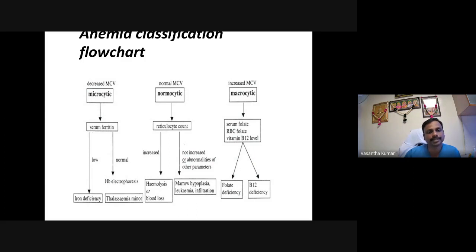So, anemia classification: if the MCV is low, it is microcytic. Then check the ferritin level. If the ferritin level is low, it is iron deficiency. Remember, in iron deficiency, everything will be low: the ferritin will be low, the hemoglobin will be low, and the MCV will be low. The only exception is the TIBC, the affinity, which will be more in iron deficiency. Whereas in microcytic anemia, if the ferritin level is normal, then look for electrophoresis, and patients might have thalassemia.